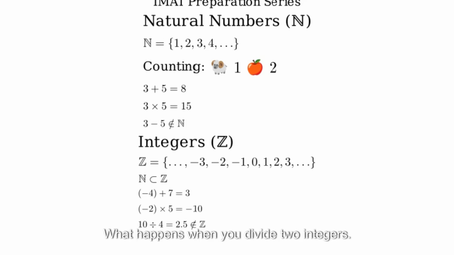What happens when you divide two integers? What is 10 divided by 4? The answer is 2.5, which is not an integer. This leads us to the next, much larger set.